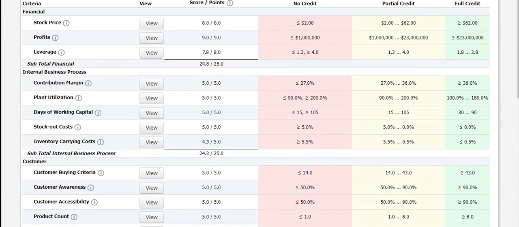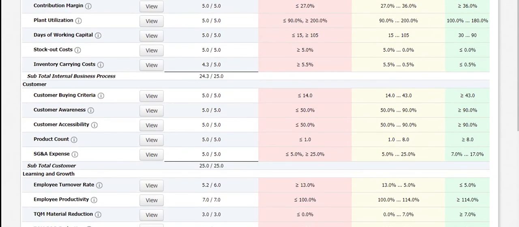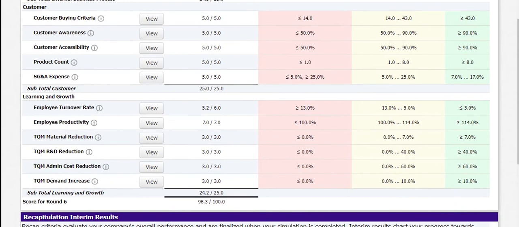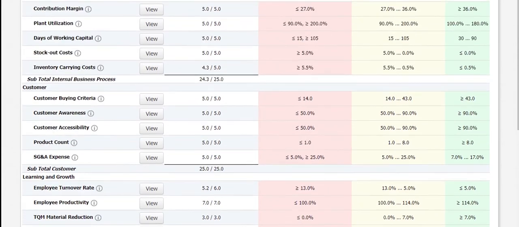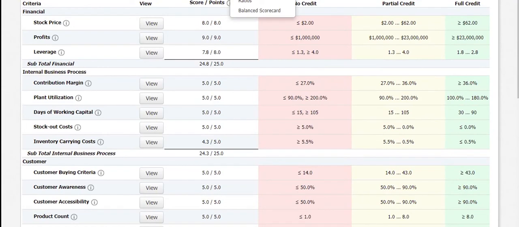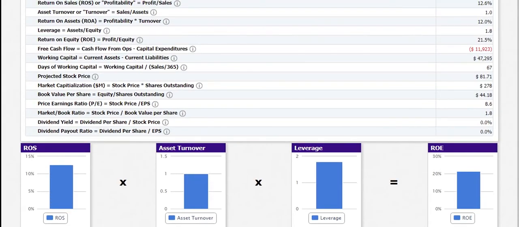Another thing that you need to check is days of working capital. We are having 5.0 out of 5, which is good. So the total score in this round is coming to 98.3, which is not bad. So let's go back to ratios and you see what we need to add. For working capitals, we are having 67. This is good because to earn the maximum point, you need to have a value between 30 and 90.